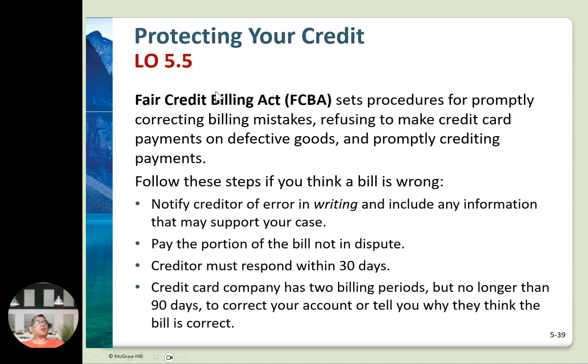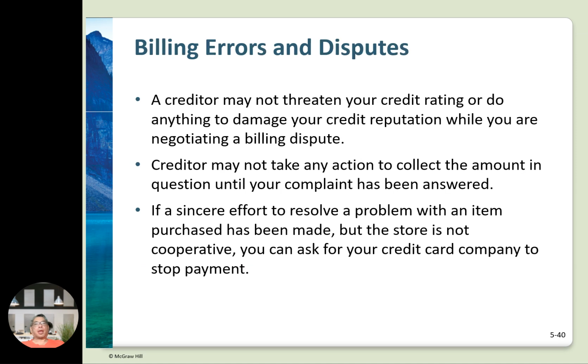Objective number 5: the Fair Credit Billing Act, FCBA, sets procedures for promptly correcting billing mistakes, refusing to make credit card payments for defective goods, and promptly crediting payments. This is a US Act; Canada has different acts. Follow these steps if you think your bill is wrong. Notify the creditor of the error. Pay the portion of the bill that is not in dispute. The creditor must respond within 30 days, and the billing error has to be resolved, but no longer than 90 days. The creditor must correct your account or tell you why it thinks the bill is correct.